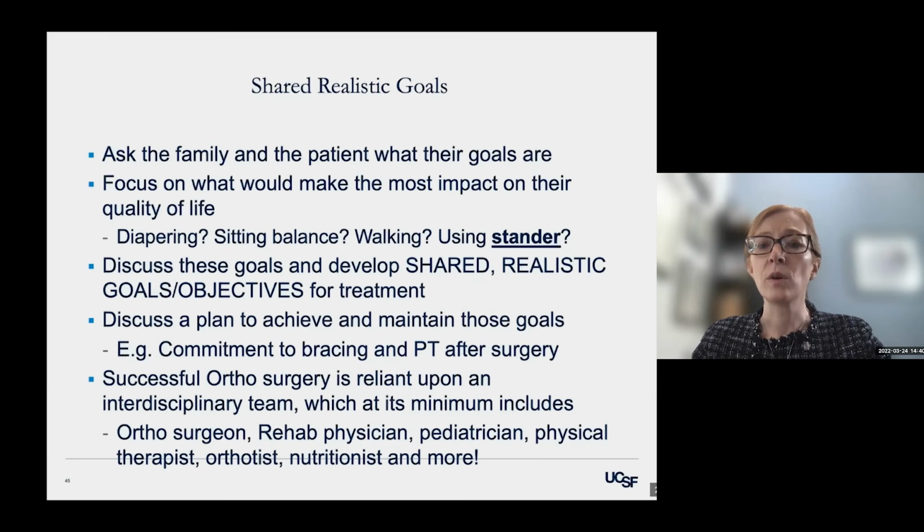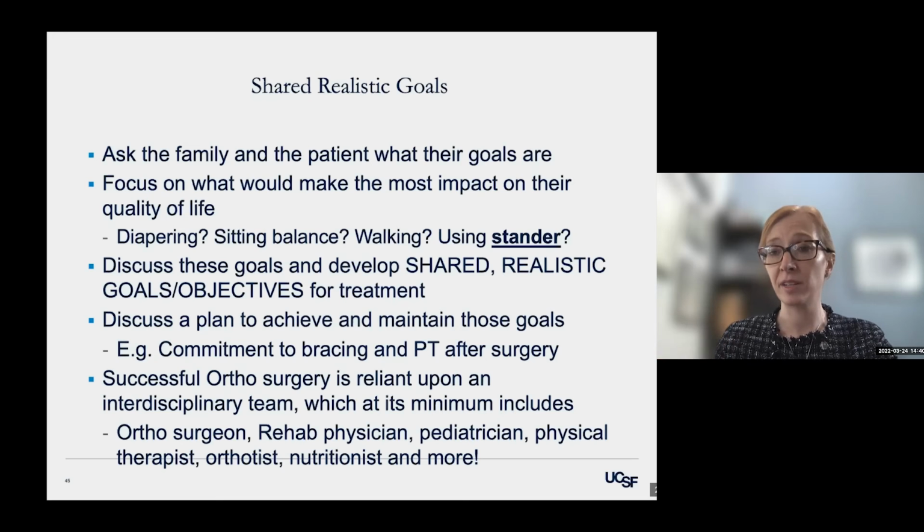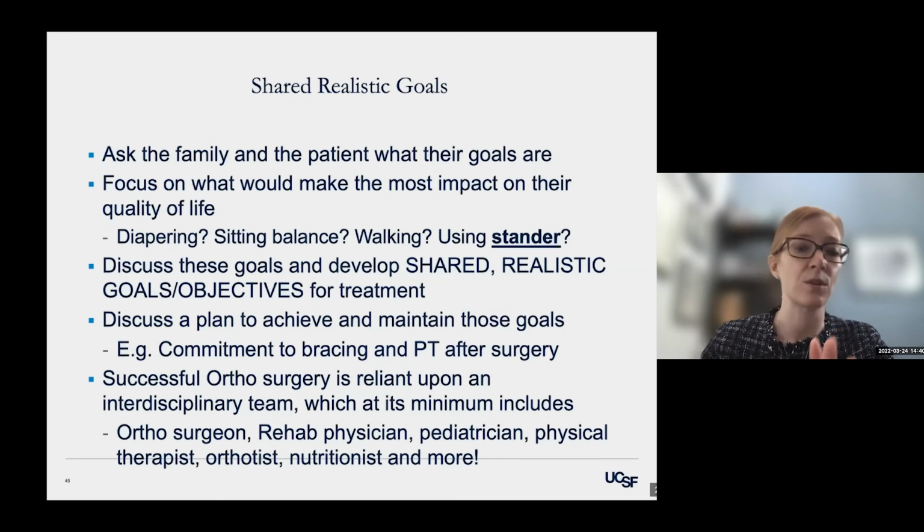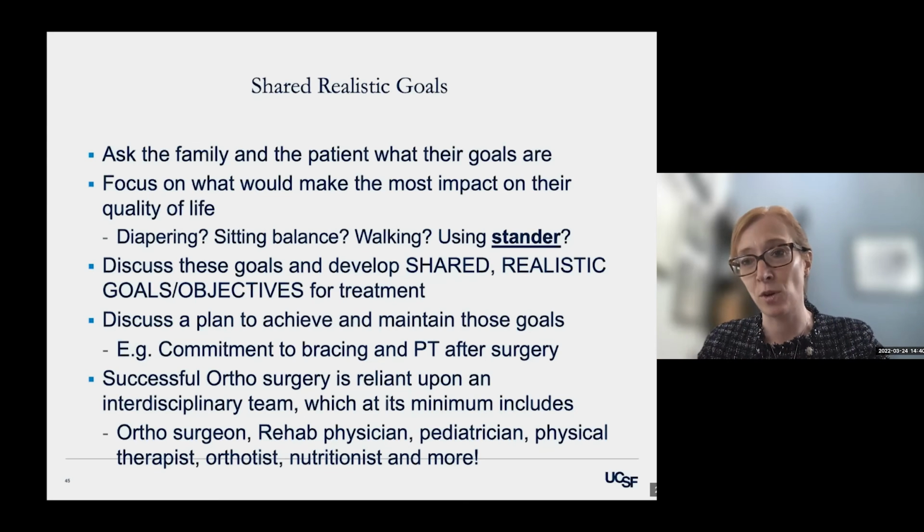We want to discuss a plan to achieve and maintain goals. So for example, it's really important that the family understand that this may require a lot of rehabilitation, a lot of physical therapy after surgery in order to get the best result. And successful orthopedic surgery is really reliant on a big interdisciplinary team, which at its bare minimum includes the orthopedic surgeon, the rehab physician, the pediatrician, the physical therapist, the orthotist, the nutritionist, and more. So this is a big team approach to make sure that all team members know what the plan is, so everybody can work together and optimize the patient's outcome.